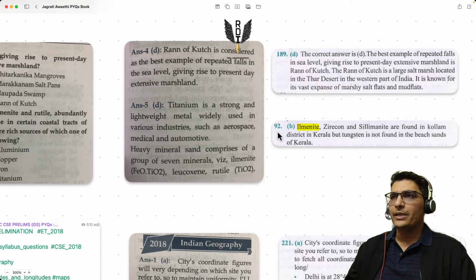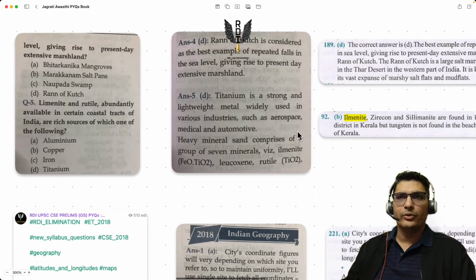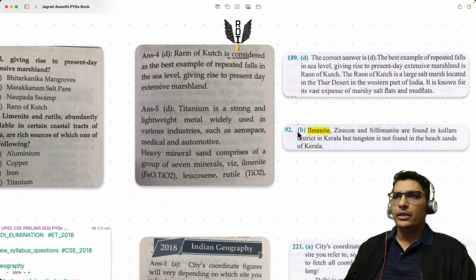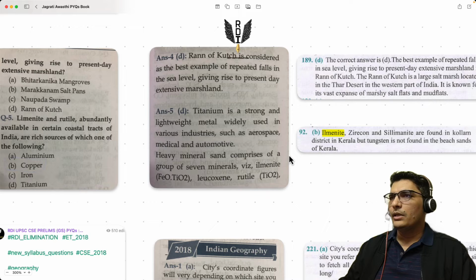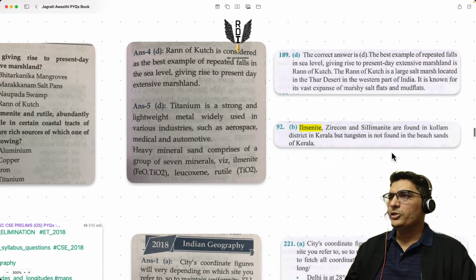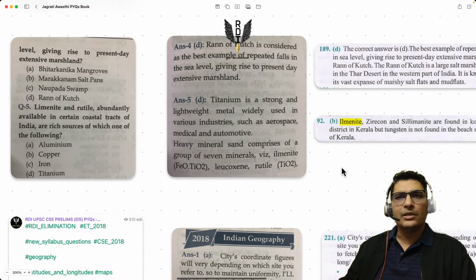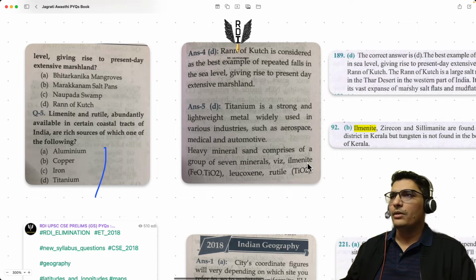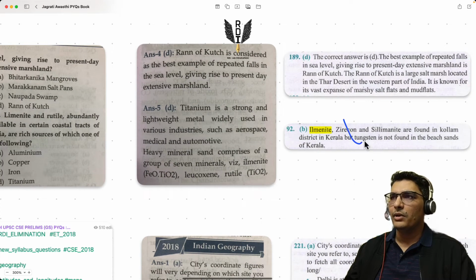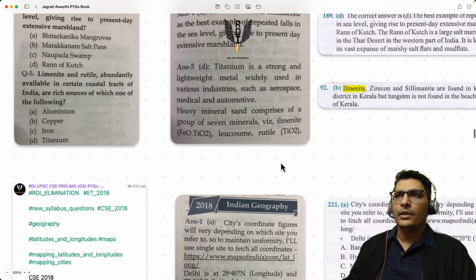Mrunal Patel's book is saying Bravo is the answer. So Bravo is what? Copper. And they have not mentioned anything about why copper is there, right? Ilmenite, zircon, and sillimanite are found in Kollam district, but tungsten is not found in the beach sands, and tungsten is not even mentioned. Something is a big problem, right? This is completely irrelevant. We've just gone off the track totally, right?